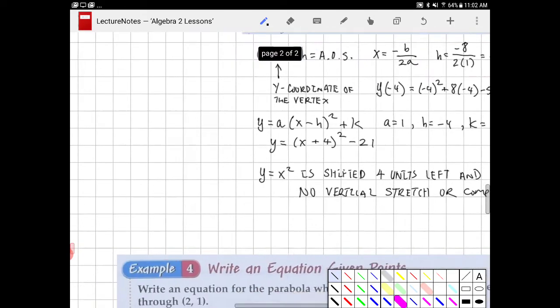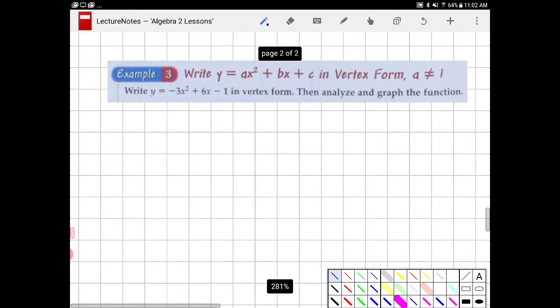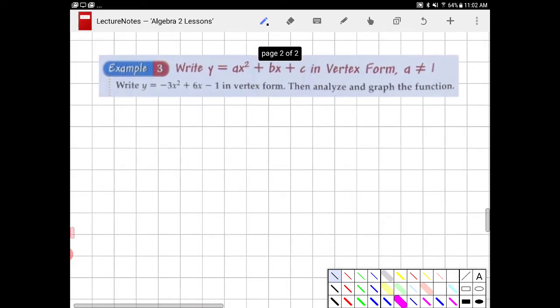Let's take a look at the next one. Question 3. Alright, so now we've got to rewrite y equals -3x squared plus 6x minus 1 in vertex form, and then analyze the graph of the function.